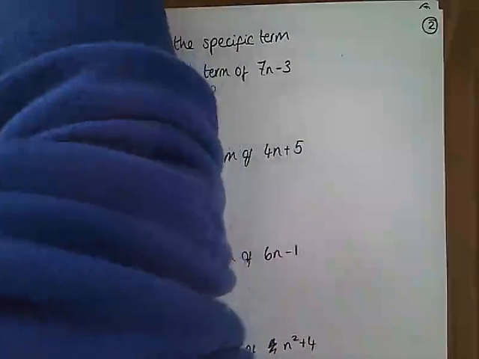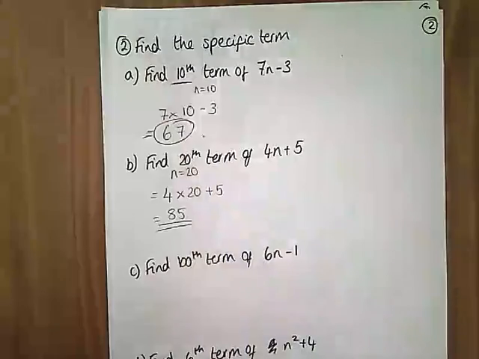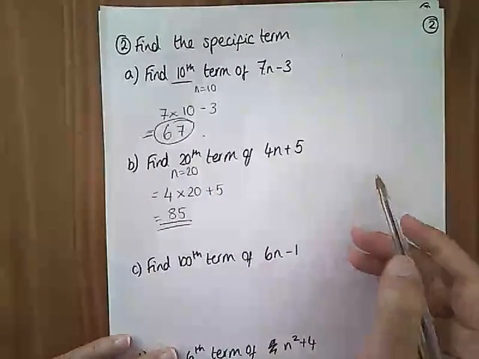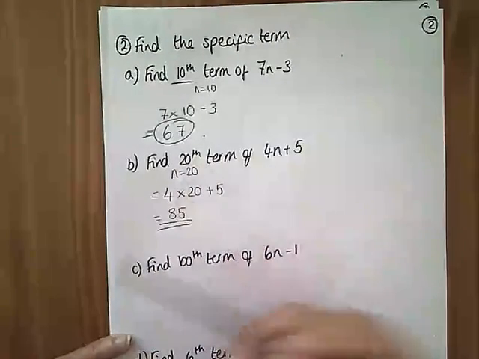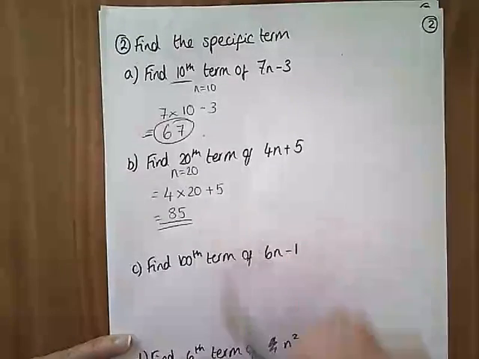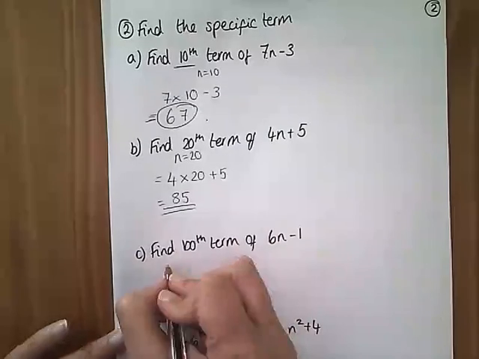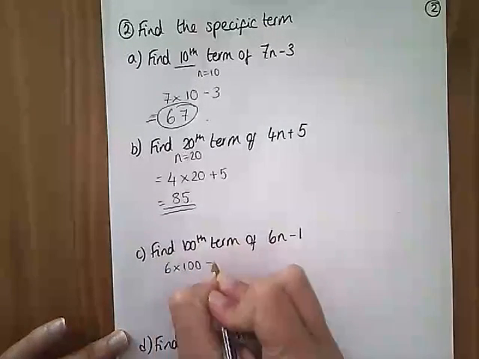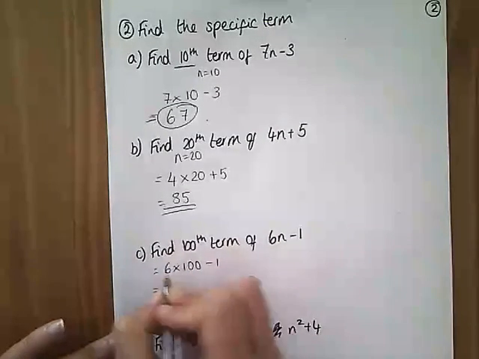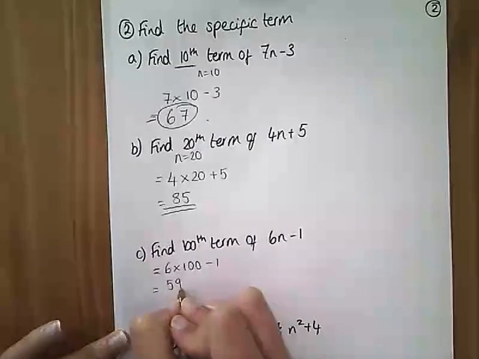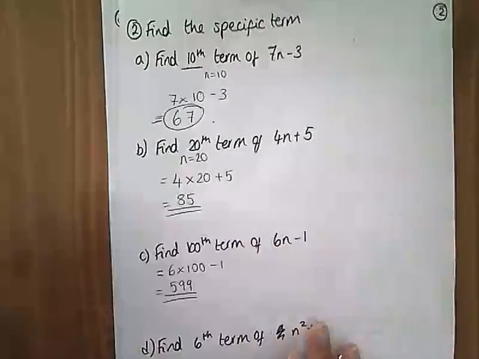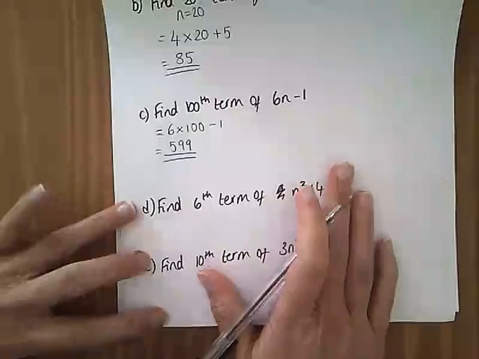Now, of course, you could write out the whole sequence if you wanted to until you got to the 20th term, but it would take you a really long time, so it's much quicker just to do it like this. Okay? Similarly, the 100th term, so we can do 6 times 100, take away 1. 6 times 100 is 600, take away 1, 599.